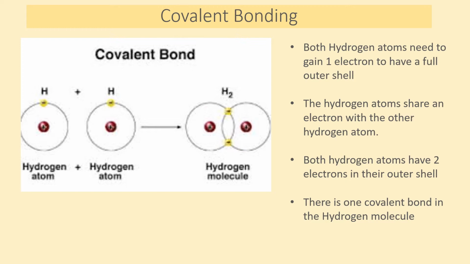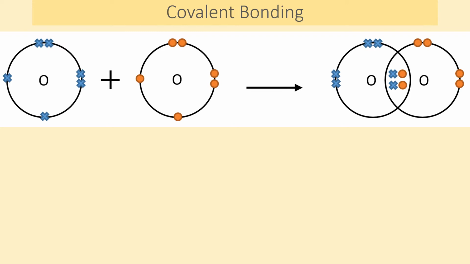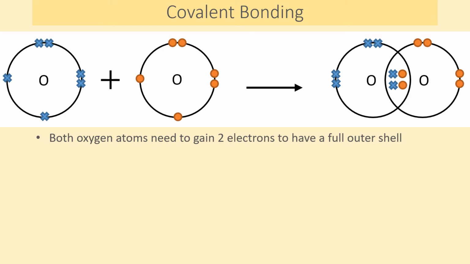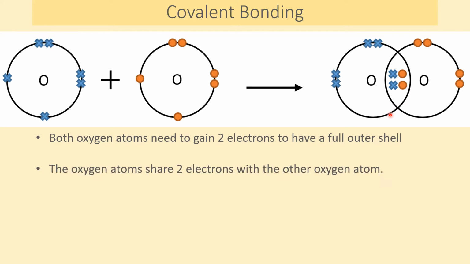Let's have a look at another one. So we're going to have a look at oxygen now and how oxygen atoms form an oxygen molecule. Got a nice drawing here showing us what is happening. Notice we've got the dots and crosses this time. So both of the oxygen atoms need to gain two electrons to have a full shell. They're in group 6, so each one has 6 electrons in its outer shell. They both want two more, and we can see here how they've done it. So they will share 2 electrons with the other oxygen atom.